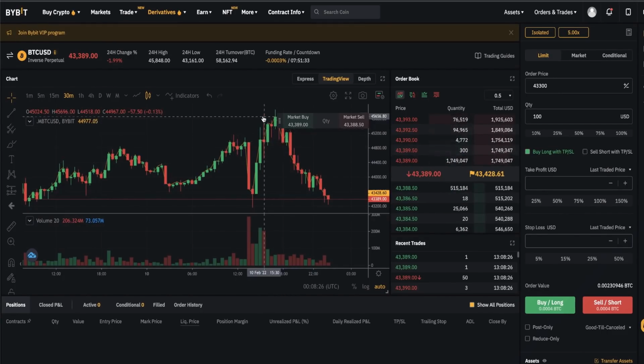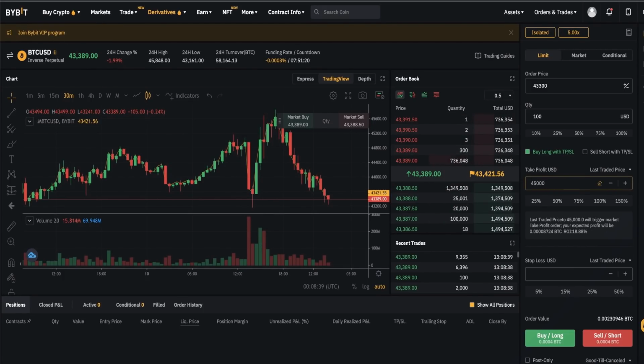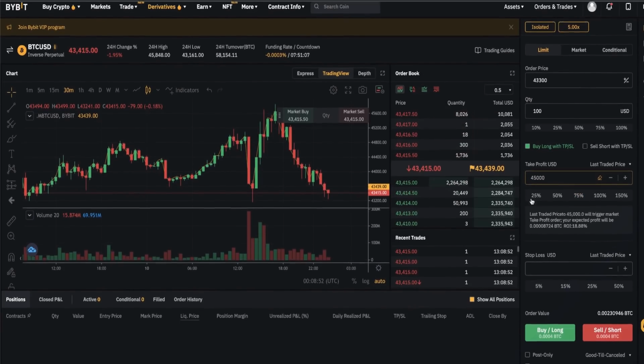Now, if I click this here, I can set my take profit and stop loss as well, which is very, very valuable. So let's say I just want to play this back up to the previous peak here from a few hours ago. So I want to get $45,000 and I'm going to close this position out. So I can put in $45,000 manually, or of course I can just put in a particular number, 25%, 50%, 75%, etc. Let's just go ahead and put in 45,000 just as the example here.